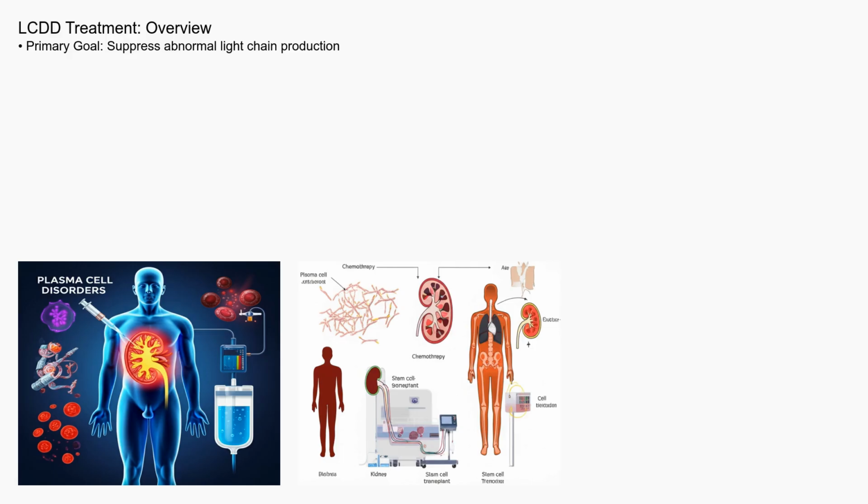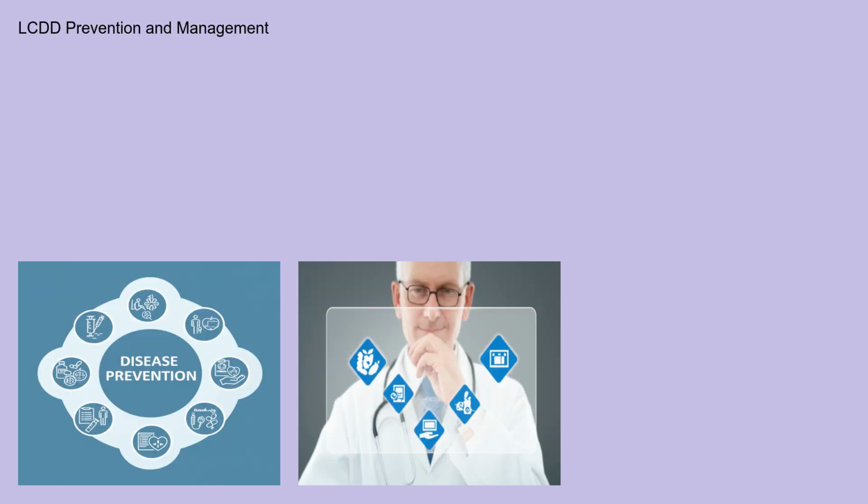In addition to targeting the plasma cell disorder, supportive care is essential to manage the complications of kidney dysfunction. This may include medications to control blood pressure, reduce proteinuria, and manage edema. In advanced cases, dialysis or kidney transplantation may be necessary to maintain kidney function. Unfortunately, there are no known preventative measures for LCDD, as the exact causes are still unclear. Since LCDD is often associated with underlying plasma cell disorders, early detection and management of conditions like MGUS may be beneficial. However, more research is needed to fully understand the relationship between these disorders and the development of LCDD.